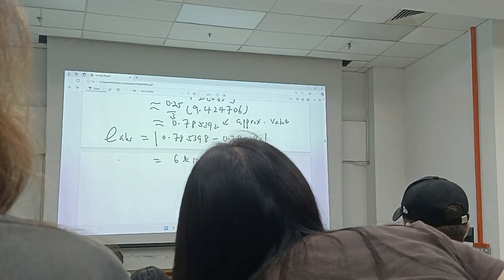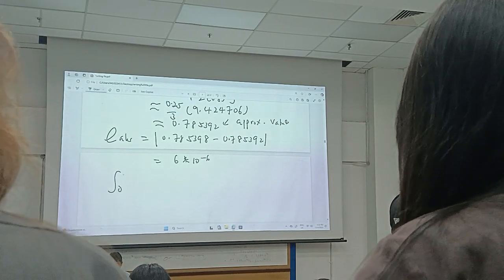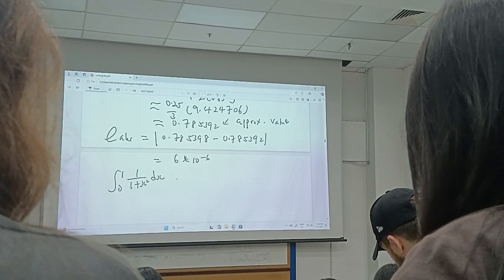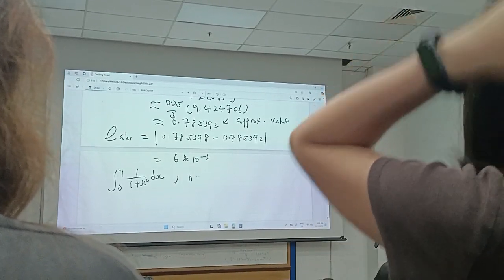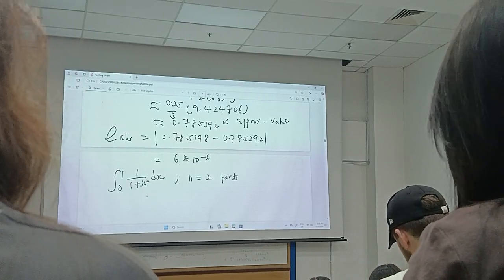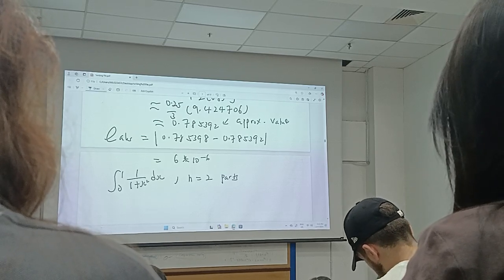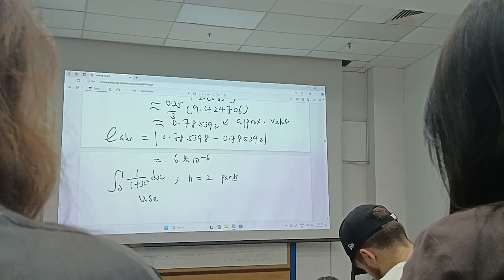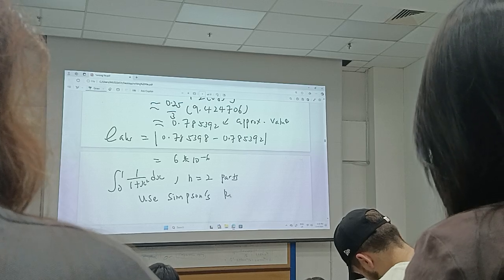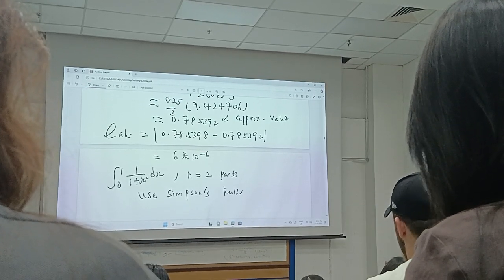Okay, now happy moment again. Last one. Okay, divide into 2 parts. Now use Simpson. Okay, use Simpson to do it. Divide into 2 parts. Just now we have already divided into 2 parts, right?